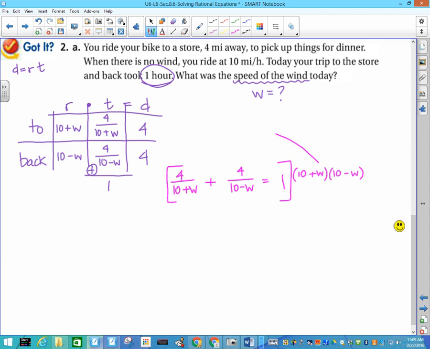And again, I got to multiply this by that, this by that. And if you draw the lines, then it helps you remember how many times things are going to cancel or what's going to happen. So my 10 plus W cancels. So he's gone, and that leaves me with 4 times 10 minus W plus this 10 minus W cancels because this is like over 1 if you need to. 10 minus W cancels, so I'm left with 4 times 10 plus W. And then 1 times anything is anything, so I'm going to multiply those two out, and that is going to be 100 minus W squared.